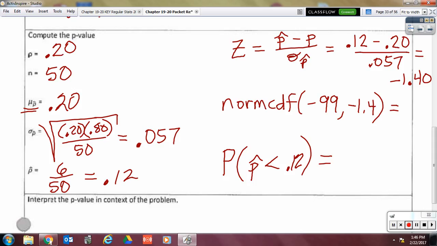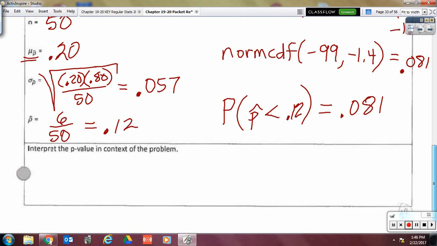Which is 0.081. All right. So all of that you've already done before, isn't that right? Okay. Now here comes the part that we just learned today. Interpret the p-value in context of this problem. This is your favorite part. So, come on, do you remember when we used to sing?